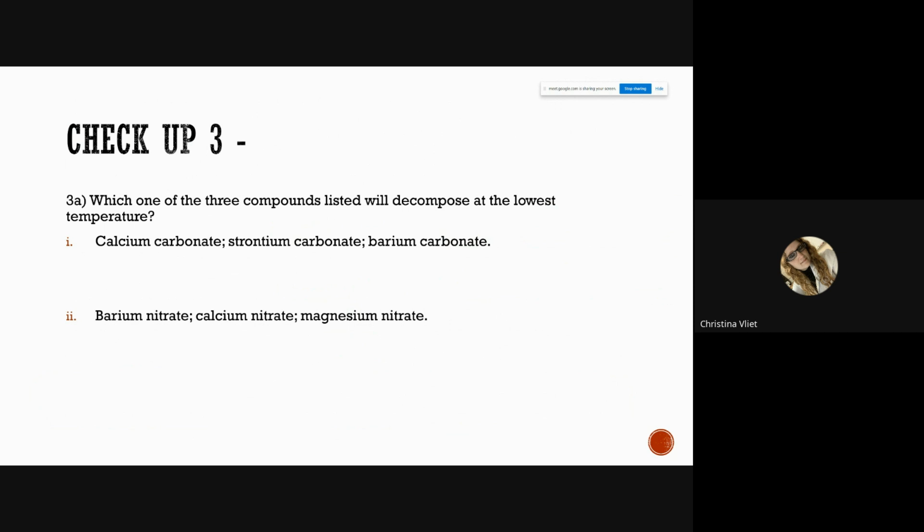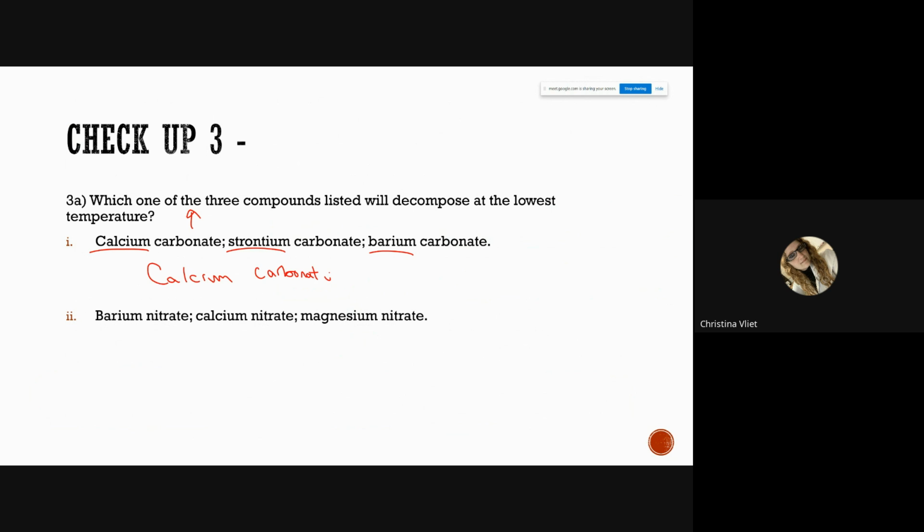What would we be looking for? We would be looking at which one's highest up on the periodic table. Given that they're all carbonates, we would be looking for calcium versus strontium versus barium. The one that's highest up on the periodic table is calcium.